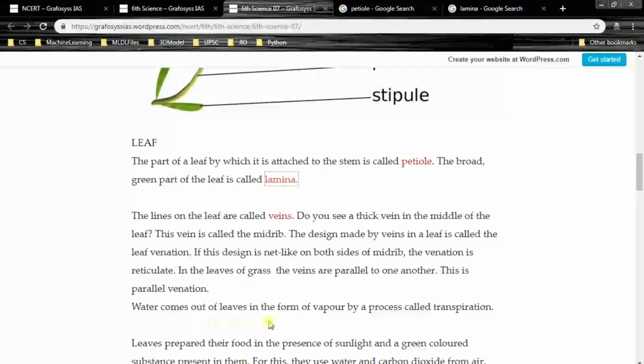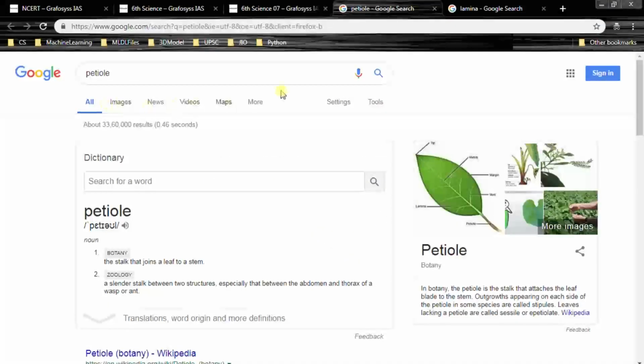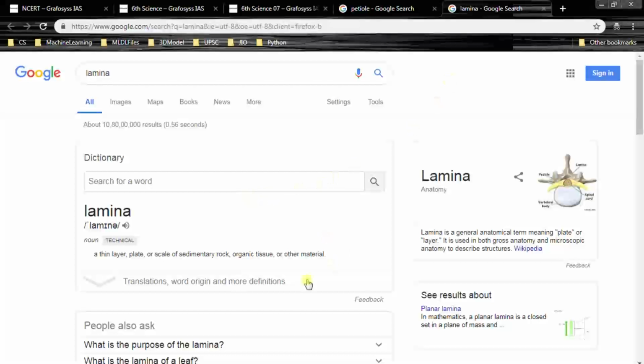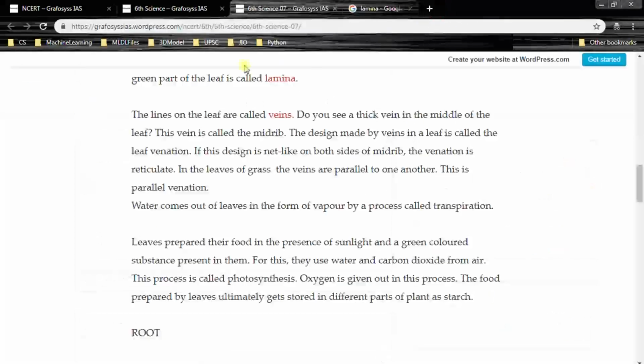Water comes out of leaves in the form of vapor by a process called transpiration. So this word has to be remembered, transpiration, right? So let's look at the same thing, right? So let's close this.